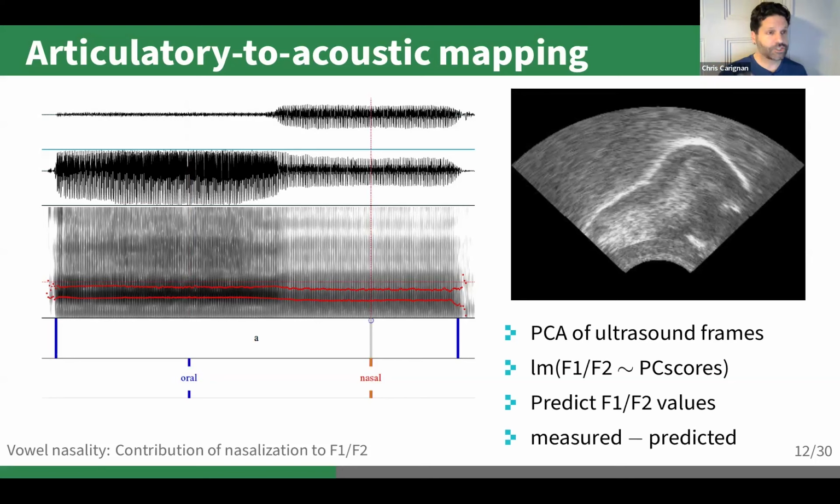Then actually measure F1 and F2 and subtract the predicted values. The residual there then is the independent effect of velum lowering. You've taken away whatever the effect of the tongue shape is, even if they change the tongue shape slightly throughout this sustained vowel. All right, so that's the idea.